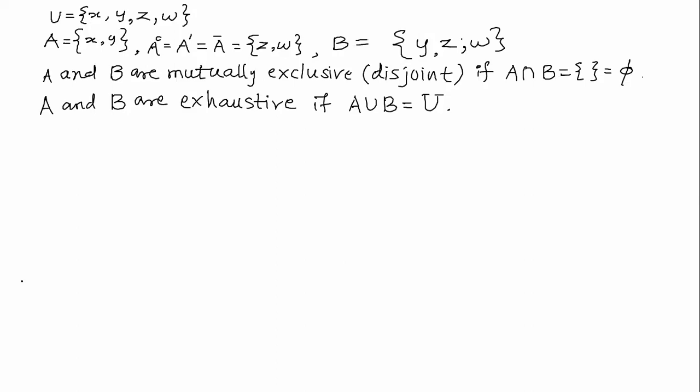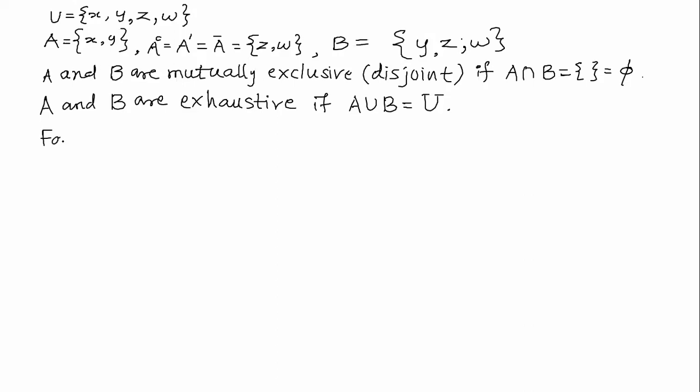We may have two sets which are not exhaustive but are mutually exclusive. We may have sets A and B such that both are mutually exclusive as well as exhaustive. And the fourth possibility is that the given two sets are neither exhaustive nor mutually exclusive. But definitely there exists a situation wherein the given two sets are mutually exclusive as well as exhaustive.